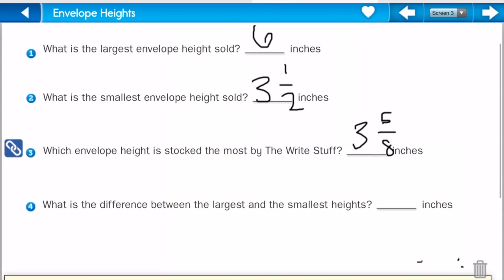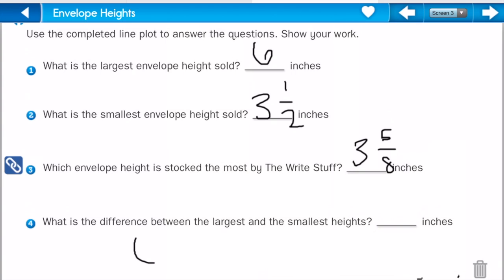Alrighty. What is the difference between the largest and smallest heights? Alright, let's look at this. So we have 6 as our largest, and our smallest was 3 1/2. Now what do we do to find the difference for something? Yeah, we subtract them. But I can't subtract it the way it is right now. So I'm going to have to change my 6 into a number with a fraction. I'm going to take one away and turn it into 5, and then I'm going to make it 2 over 2.